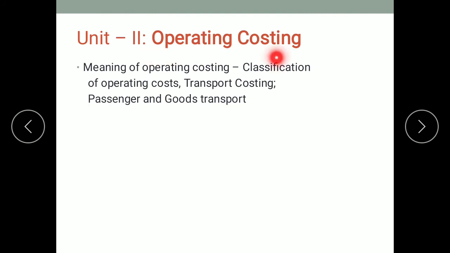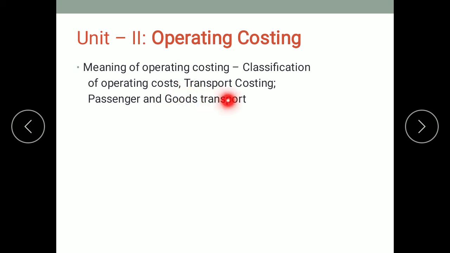Then you have operating costing. As I said, it is for providing services. Classification of operating costs, transport costing, passenger and goods transport. It is specifically and clearly given what you need to study under operating costing. Operating costing is applicable for transportation, hospitals, hotels, cinemas, different types of industries which provide services.